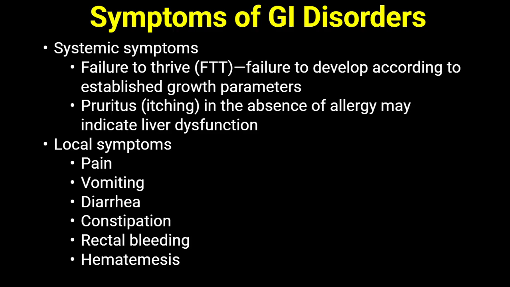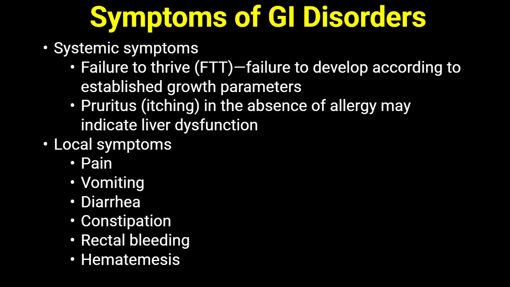Failure to thrive, FTT, means a child is not growing or gaining weight as expected. It is a sign that nutrition, absorption, or metabolism is impaired and is commonly seen with chronic gastrointestinal disorders such as celiac disease or severe gastroesophageal reflux. Accurate weights, measurements, and growth chart assessment are essential nursing responsibilities. Another systemic symptom is pruritus, or itching without an obvious allergic cause. Persistent itching may indicate liver dysfunction or biliary disease due to the buildup of bile salts in the skin.